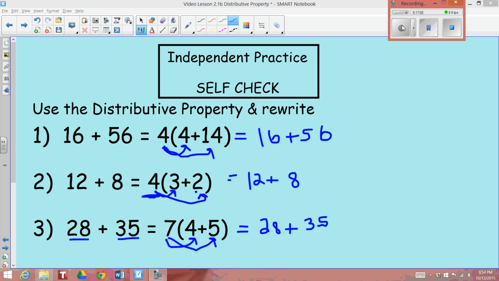We hope this video, along with your classwork, has helped you explore the distributive property. Make sure to watch it over and over again when you're reviewing for your exams.